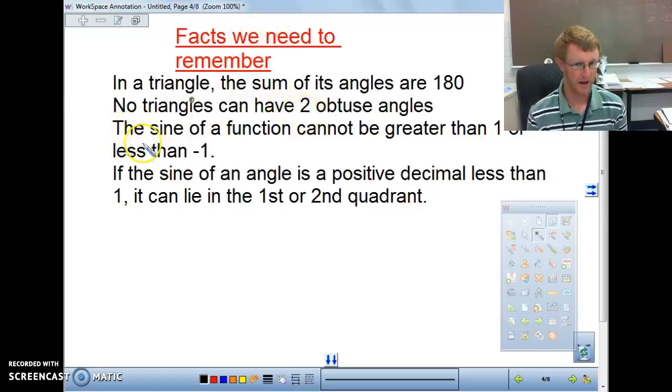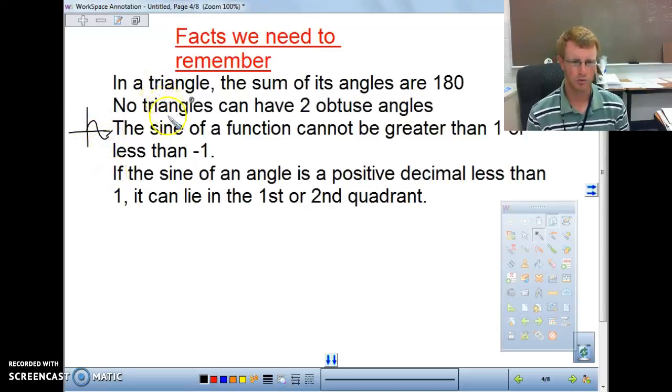The third thing is the sine of an angle cannot be greater than 1 or less than -1. We talked about that when we graphed our function, about how we have a sine curve that goes up to 1 and then down to -1. So that's important to know, that it can't be anything greater than 1 or less than -1.